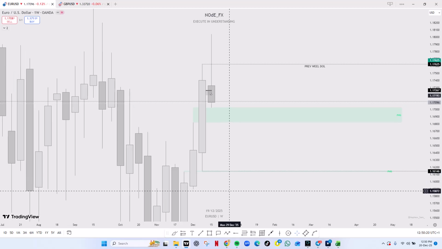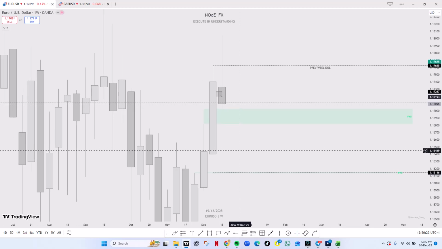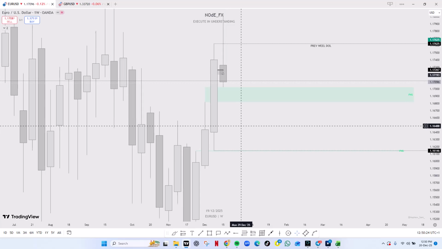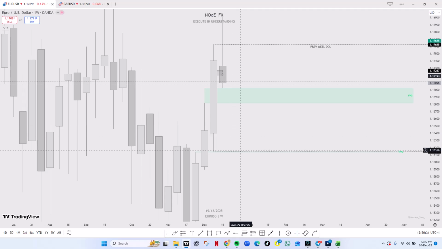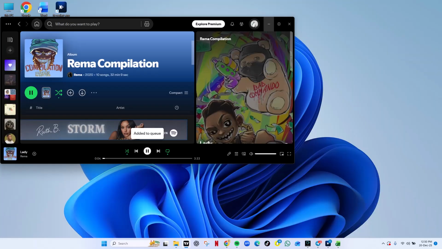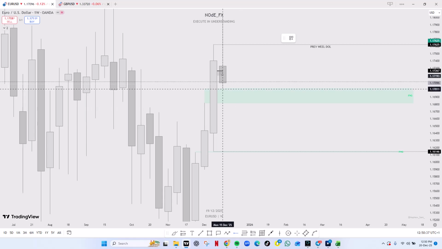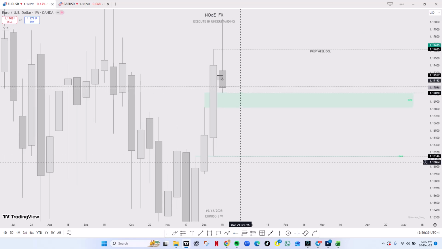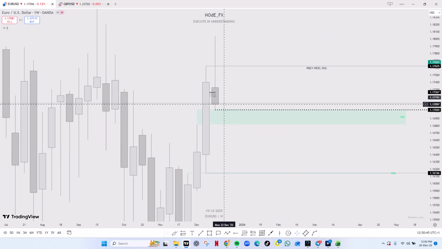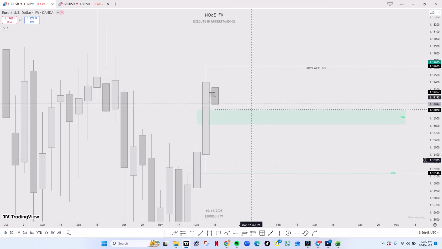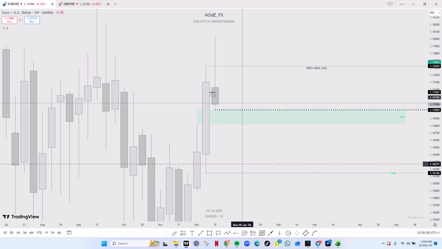The reason why I'm taking it as my next target is for the fact that here has been taken out and the change in state of delivery has given me bears in power, and we have a secondary liquidity here. But the major primary draw on liquidity is here, not this one. Is this? I hope you guys can see it though. Let me make it a bit deeper. The major primary liquidity is this, and not this one. This one is just the secondary liquidity.